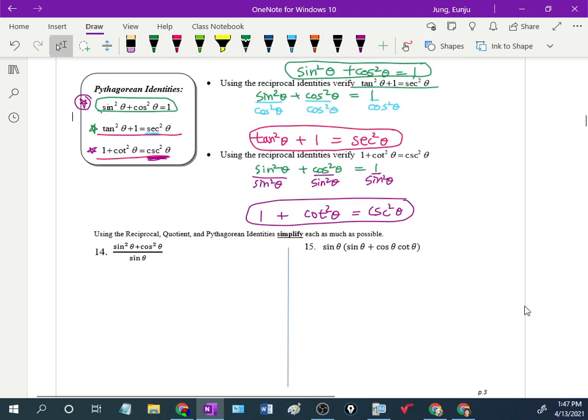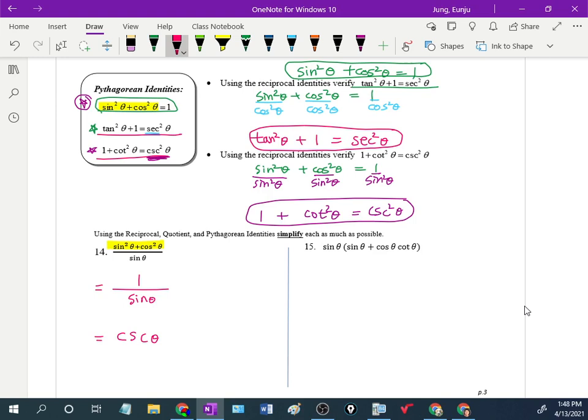Let's see, number 14, can we simplify by using reciprocal, quotient, and Pythagorean identities? Do you see a Pythagorean identity in the format? I see it. Do you see it? This is part of this side, right? So let's rewrite it. What is that? 1 over sine theta. Can we rewrite by using the reciprocal identity? Yes, so this will be cosecant theta.